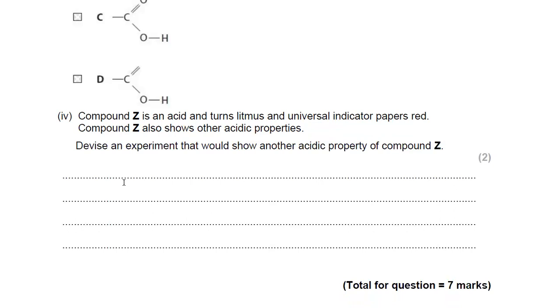Compound Z is an acid and turns litmus and universal indicator papers red. Compound Z also shows other acidic properties. Devise an experiment that would show another acidic property of compound Z. To answer this, you can use your previous knowledge from acids and bases, because carboxylic acid is an acid, so everything you've studied about acids applies here. Miss, chemical or physical property? Up to you.